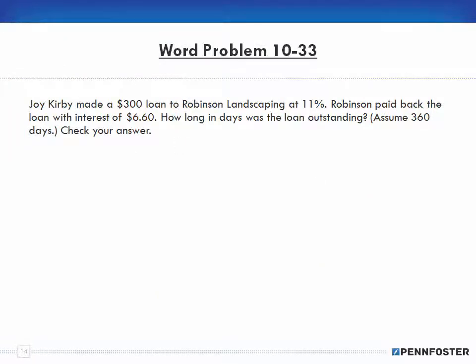10-33. Joy Kirby made a $300 loan to Robinson Landscape at 11% principal rate. Robinson paid back the loan with interest of $660. How long in days, so we're looking at time, was the loan outstanding? And we're assuming 360 days ordinary.